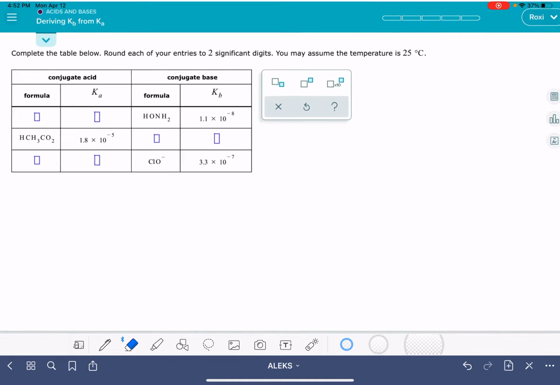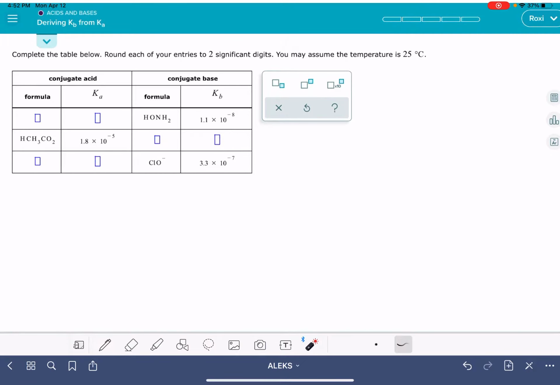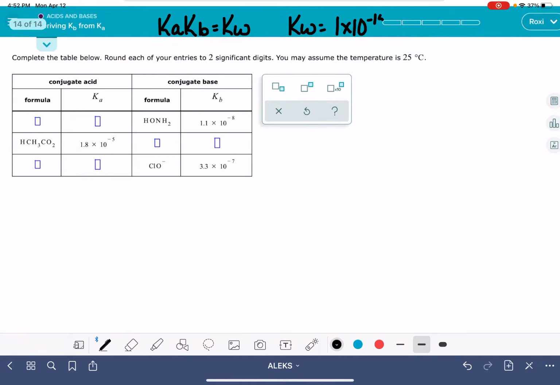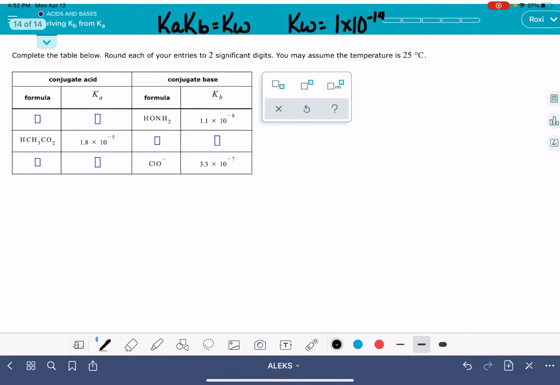In this video, I'm going to show you how to solve the ALEKS problem called Deriving Kb from Ka. The relationship between Kb and Ka is this: Ka times Kb equals Kw, and Kw is a constant, 1 times 10 to the minus 14. So if you know Kb, you can calculate Ka and vice versa.